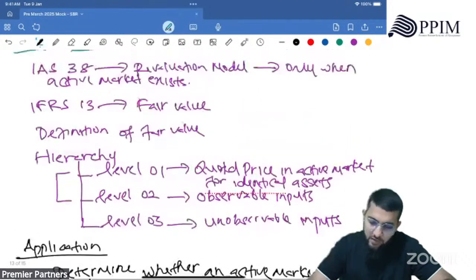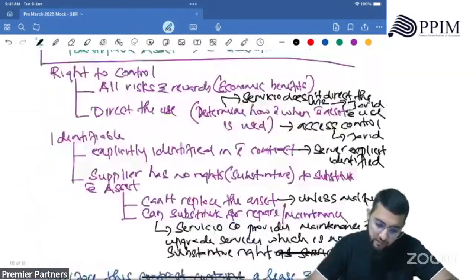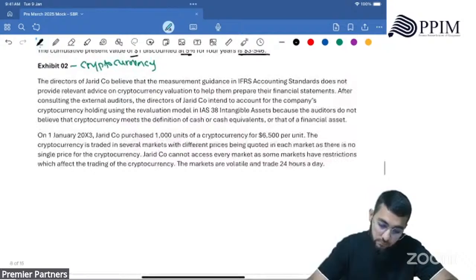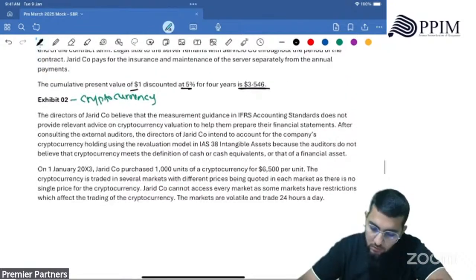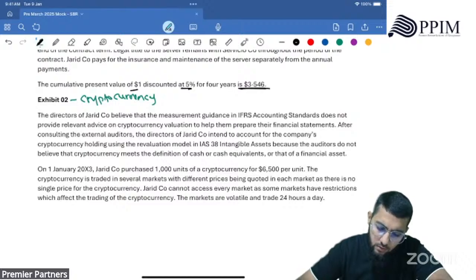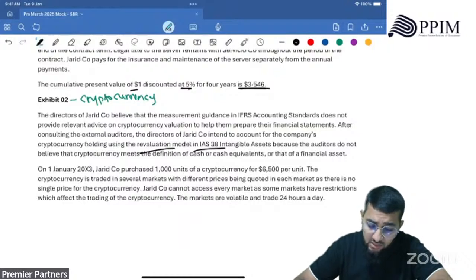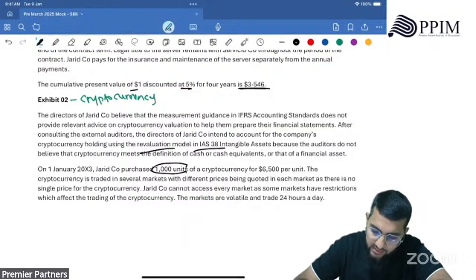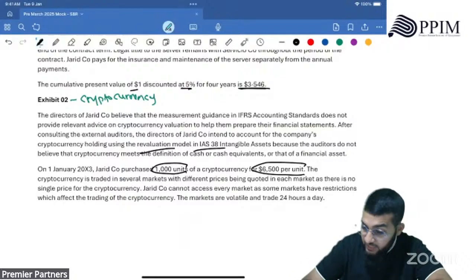Right. Now let's quickly go and have a look at the markets that they've provided here. All right. So they've given some information because the auditors do not believe the crypto is a cash equivalent or a financial asset. IAS 38, they're mentioning clearly, and revaluation model. On 1st January, Jaredco purchased 1,000 units at 6,500 per unit. This will be needed for the impact. The cryptocurrency is traded in several markets with different prices being quoted in each market, as there is no single price for the cryptocurrency. Markets are volatile, and Jared cannot access every market as some markets have restrictions.